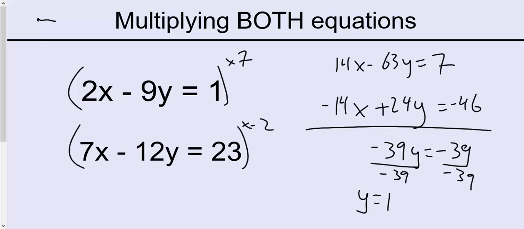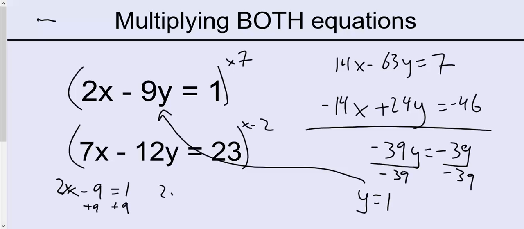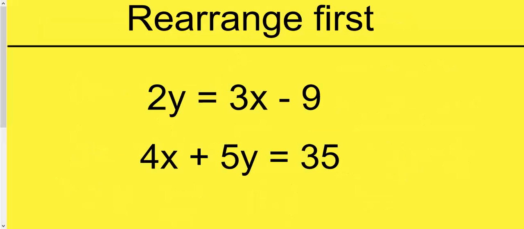And let's plug y back in to get x. So again, you have 4 equations to choose from. Doesn't matter which one. I'll just go with this one here. 2x minus 9 times 1 is just -9 equals 1. Add 9, add 9. 2x equals 10. And divide by 2 to get x equals 5. So (5, 1) is your answer. So that's an example for you of multiplying both equations, which you may have to do.